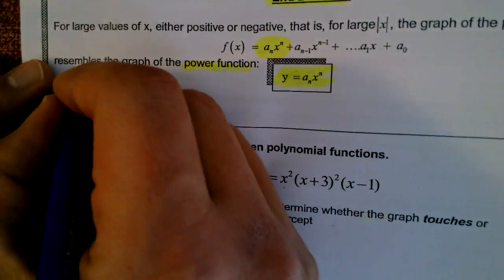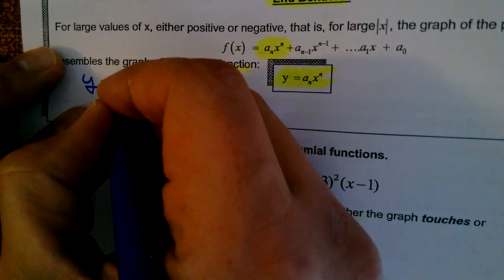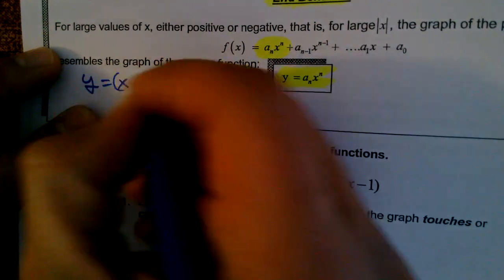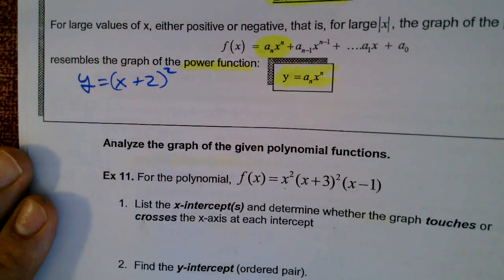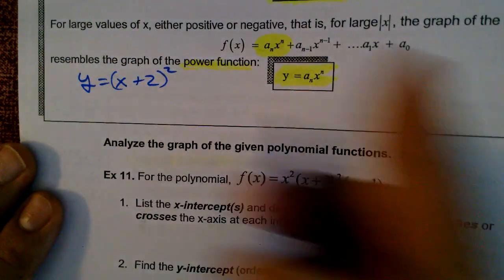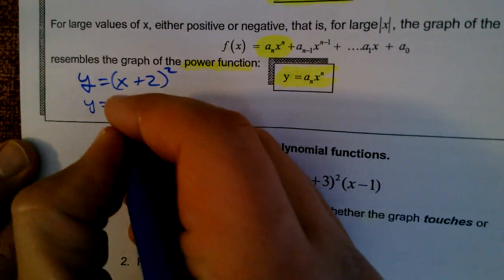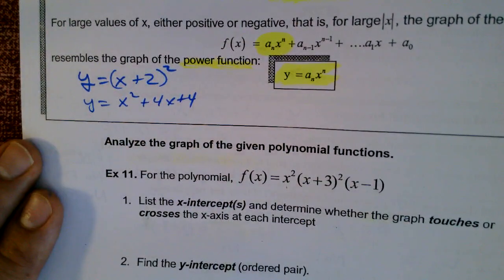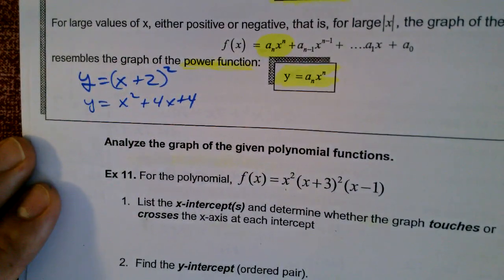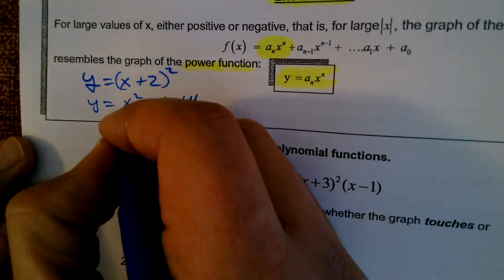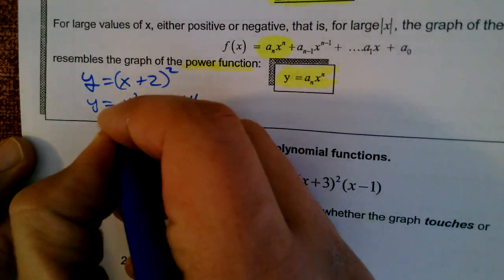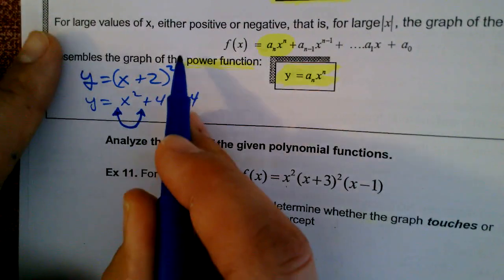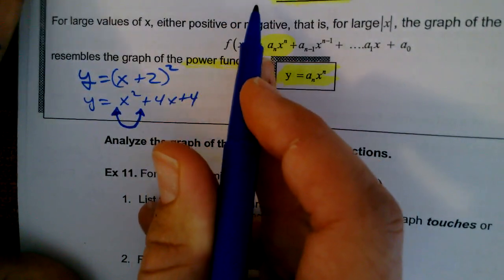For example, if I have y equals (x plus 2) quantity squared, we could FOIL that out if we wanted to. We would get x squared plus 4x plus 4. We know what this is a graph of. We know that this is a smiley face. At the ends of the graph, they're both going up forever and ever.